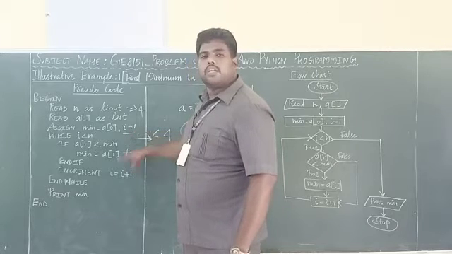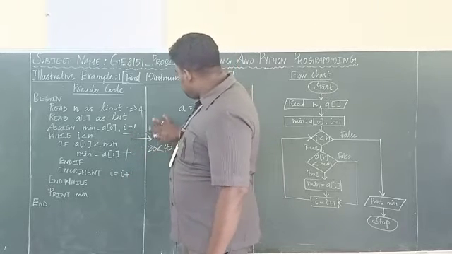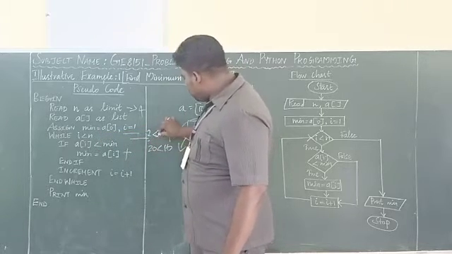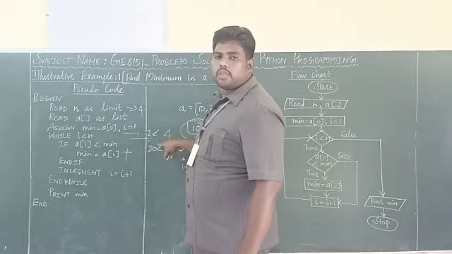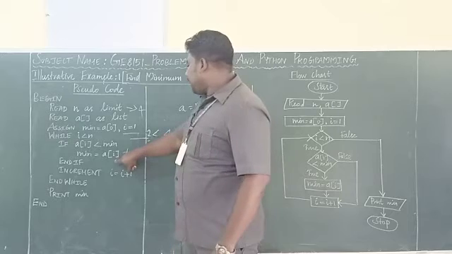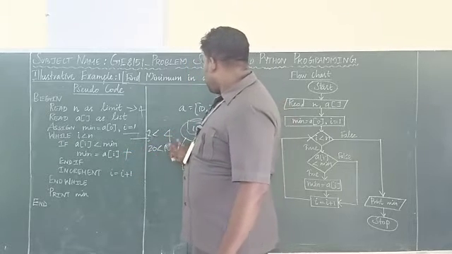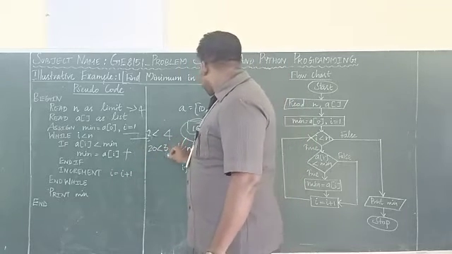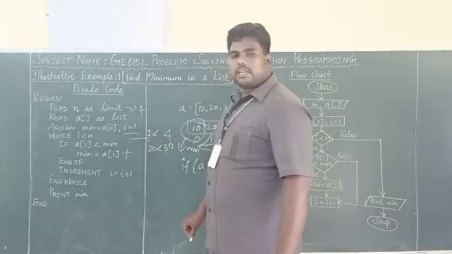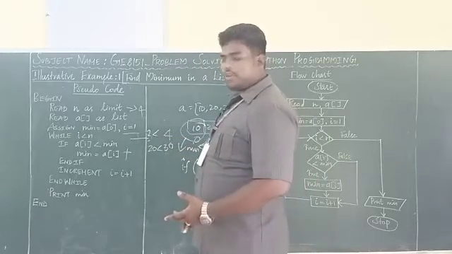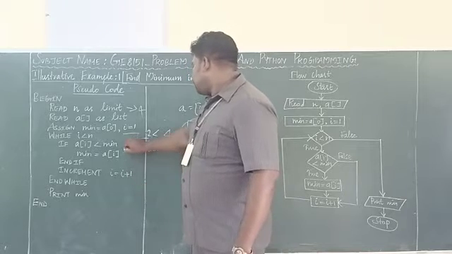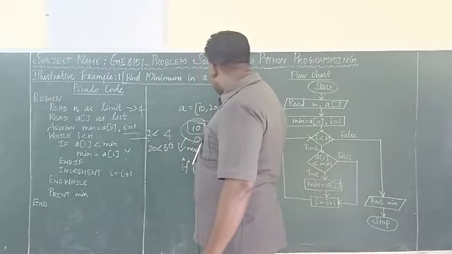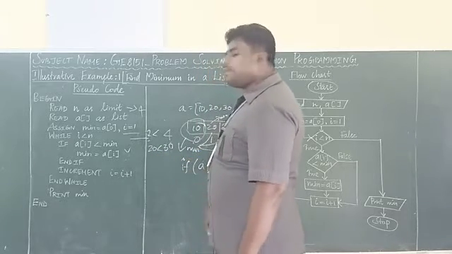What's the i value initially? 1. 1 plus 1, 2. Now the i value is 2. So the condition is 2 less than or equal to 4. The condition is true. Again, what's the min value? 20. Now what's the i value? i equals 2. a of 2 means 30, right? 30 less than 20. Is the condition true or false? The condition is false, so this statement will not be executed. The minimum is still 10.